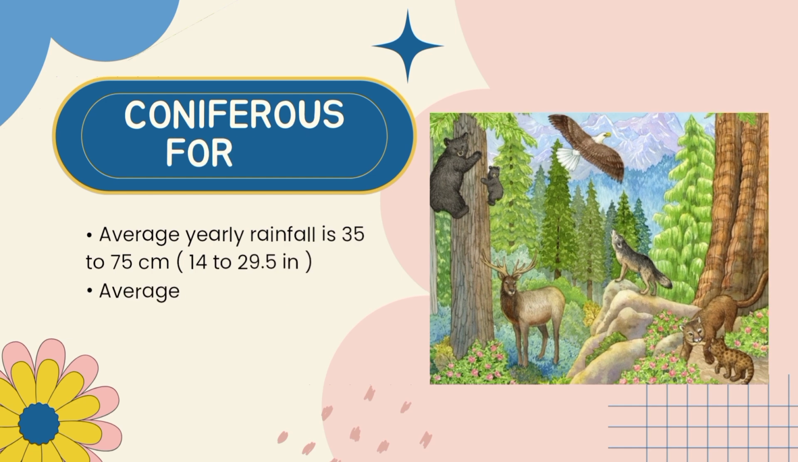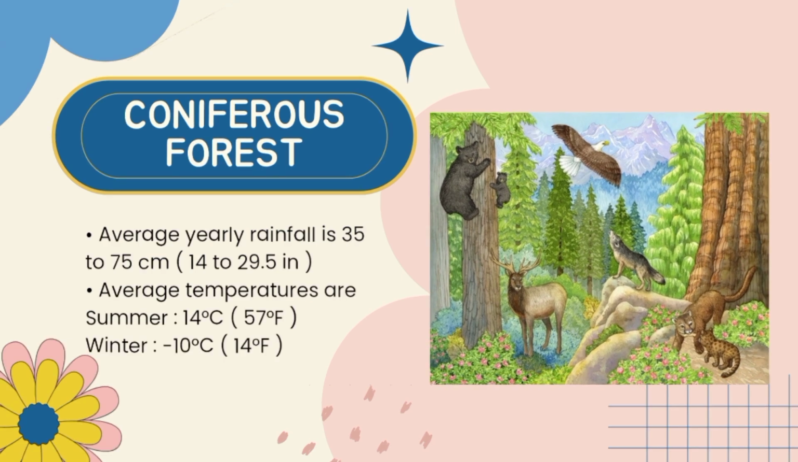Moving on to the second biome, which is the coniferous forest. The average amount of rainfall this place receives is around 35 to 75 centimeters, which is 14 to 29.5 inches. The average temperature during the summer is 14 degrees Celsius, which is 57 degrees Fahrenheit. And in the winter, temperature can drop as low as negative 10 degrees Celsius or 15 degrees Fahrenheit.